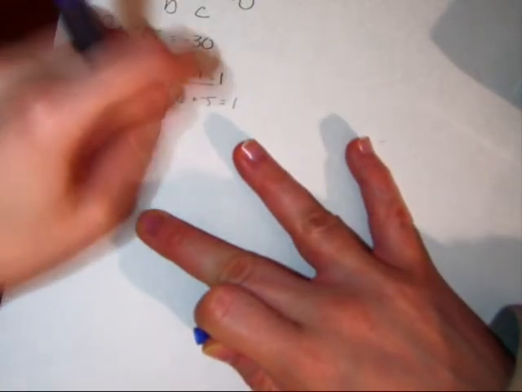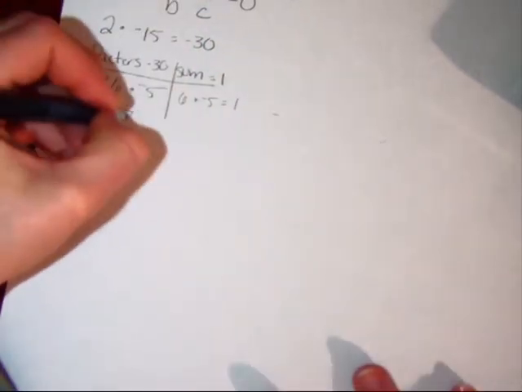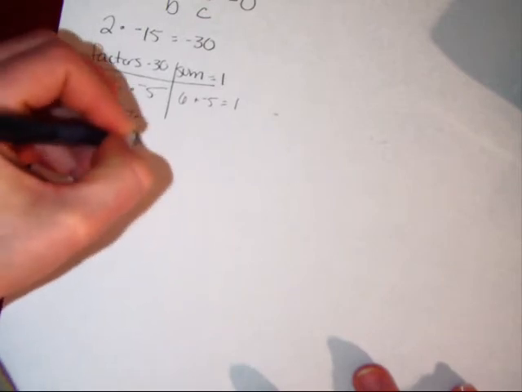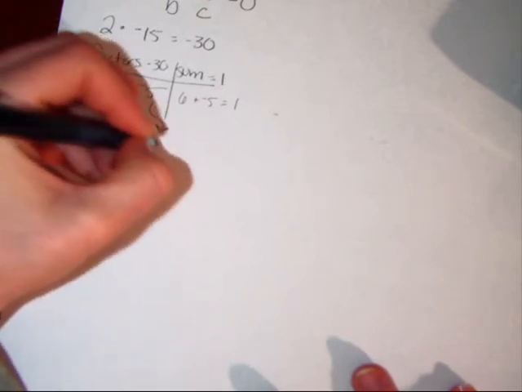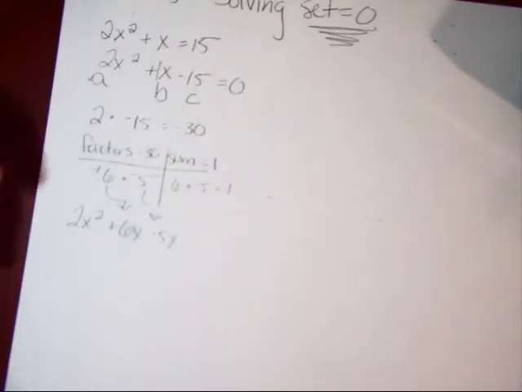For the book way, you don't keep the middle term. You change the middle term to what you just found: plus 6x minus 5x. There you go. And then you have to keep the last number, this minus 15 right here. You have to keep C.